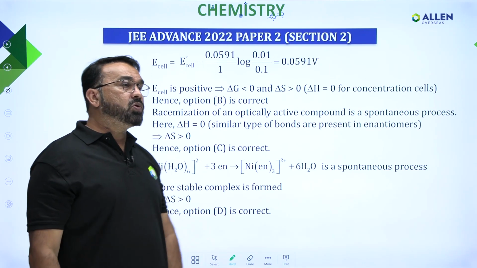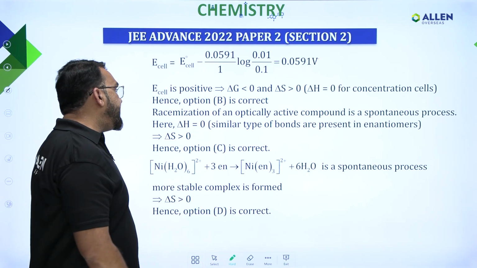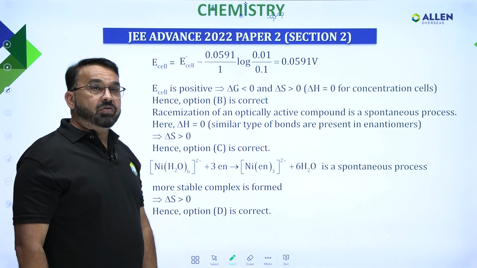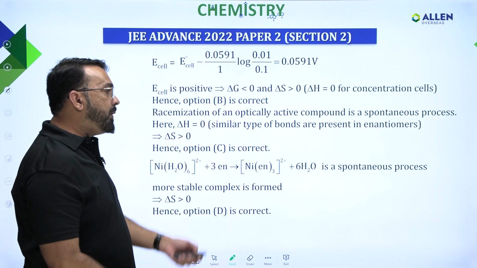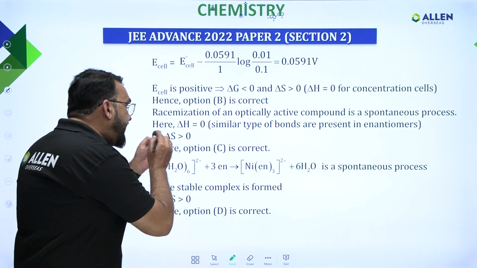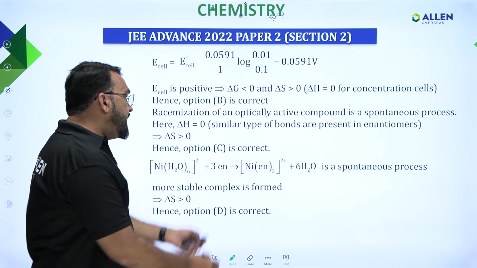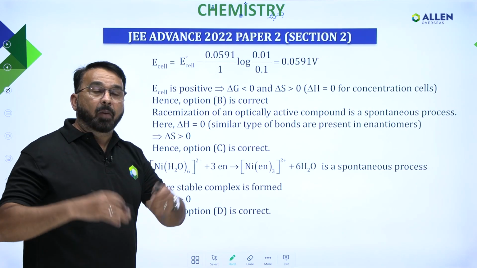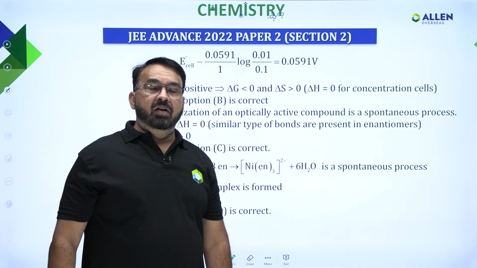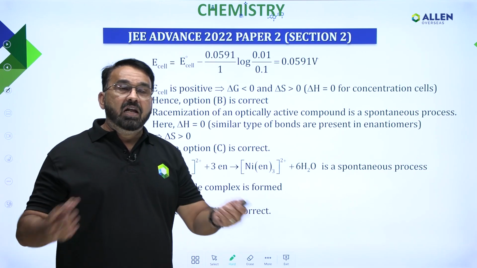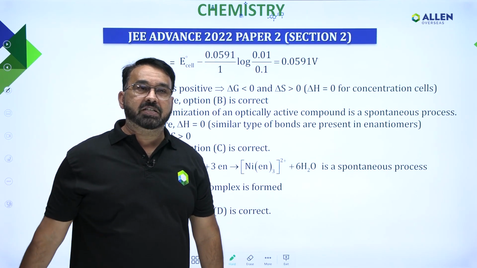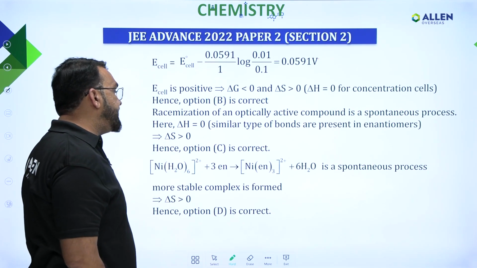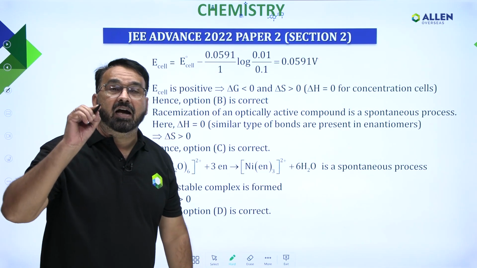Right, students? Let us move to option C. Option C says that racemization of an optically active compound is a spontaneous process. We have to show that racemization of an optically active compound is spontaneous where delta H is equal to 0. Therefore, similar types of bonds are present in enantiomers. Enantiomers are optically active compounds. When you mix equal amounts of dextro and levo forms of the optically active compound, it forms a racemic mixture. Therefore, the racemization process is spontaneous. Hence, delta S is greater than 0. Therefore, option C is a correct option.